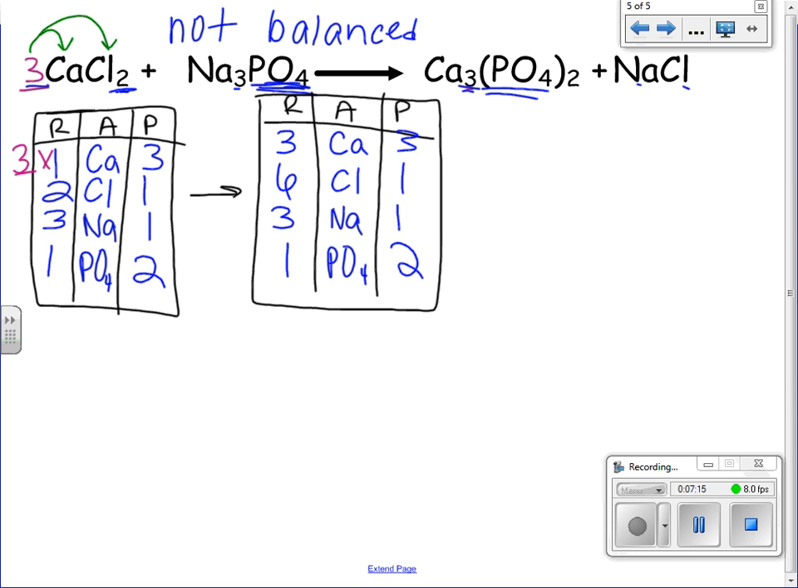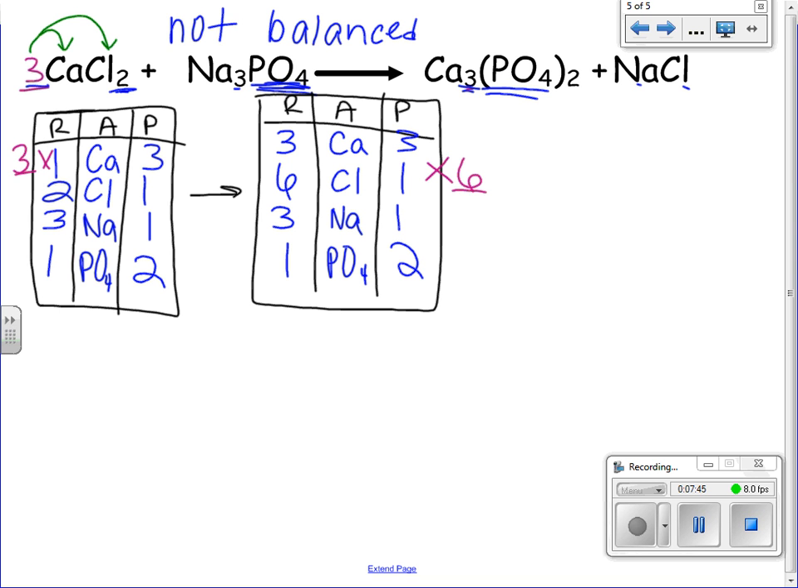Well, we have 6 chlorine atoms in our reactants, 1 in our products. So we have to figure out what we can multiply that 1 chlorine atom in the products by to make it equal 6. Well, you're exactly right if you're thinking that we can multiply that 1 chlorine atom in the products by 6, and then that will give us 6 chlorine atoms in our products. So that's what we're going to do. We're multiplying that 1 chlorine atom in our products by 6 so that we can balance those chlorine atoms, so that we'll have 6 chlorine atoms on both sides.